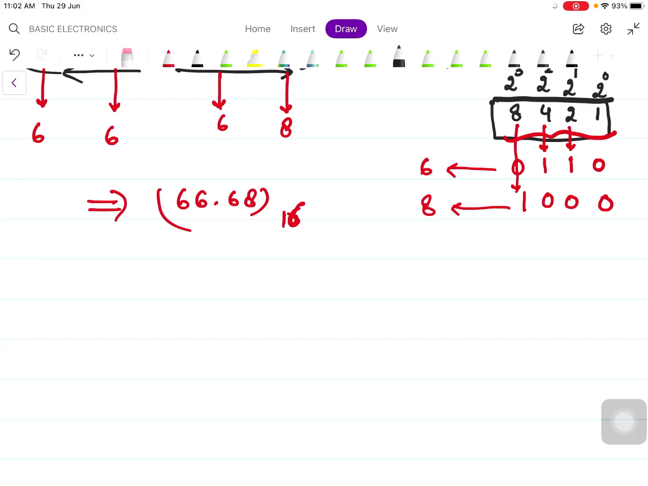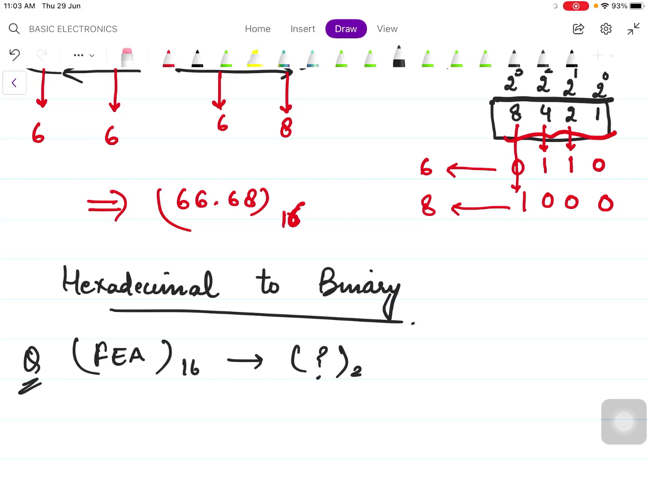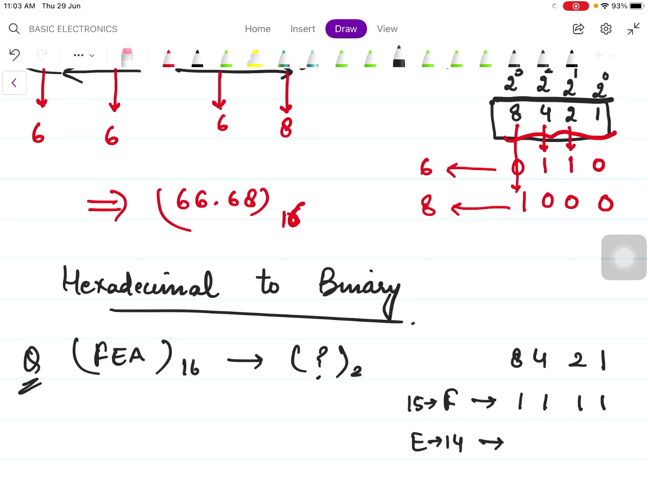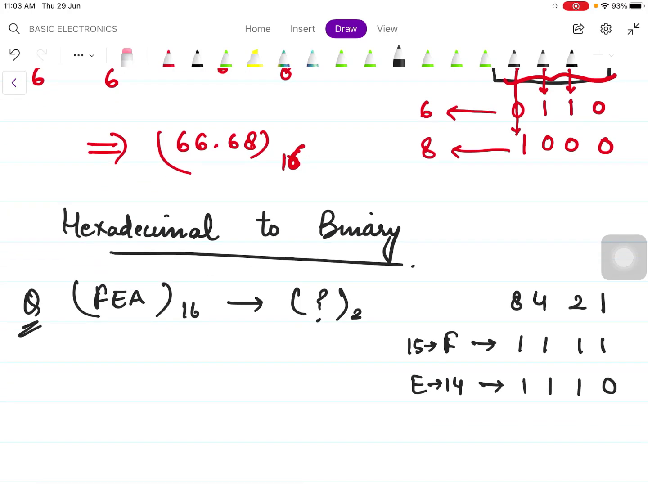So now let's move on to hexadecimal to binary. Okay, so for hexadecimal the code is 8421. If you have to represent F, now F means 15. So for 15, you have to mark 1 such that the sum of these numbers will give you 15. So 8, 4, 2, 1, 8 plus 4, 12, 12 plus 2, 14, 14 plus 1, 15, all will give you 15. Alright, that is F. E means 14, and for 14, you have to place 8, 4, 2, 1110.